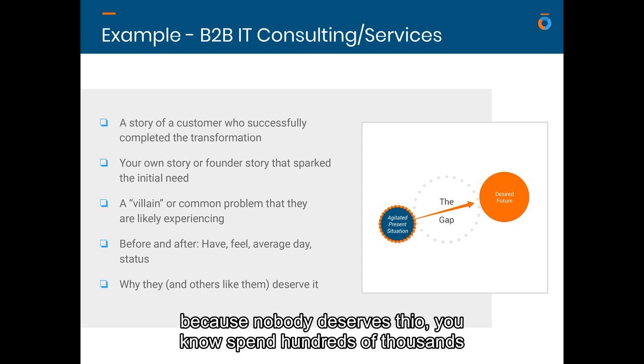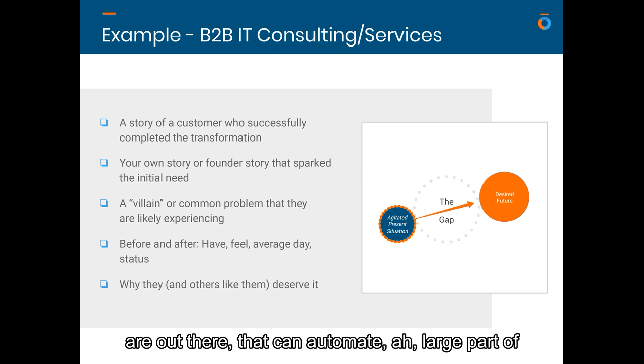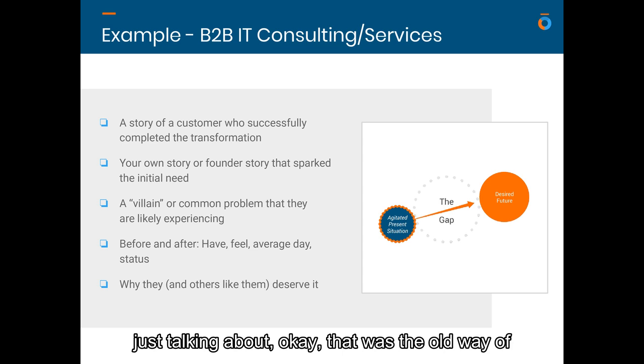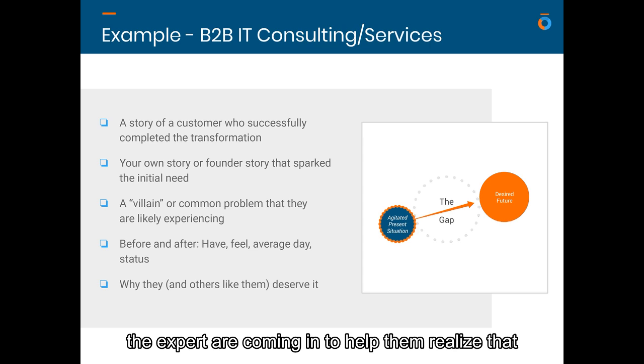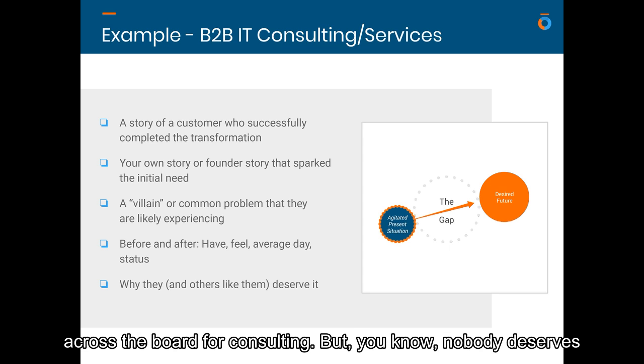Because nobody deserves to spend hundreds of thousands of dollars moving to the cloud when there are solutions out there that can automate a large part of that process for you. It's just talking about, okay, that was the old way of doing things. This is the new way, and you as the expert are coming in to help them realize that new way of doing things. And this kind of applies across the board for consulting.